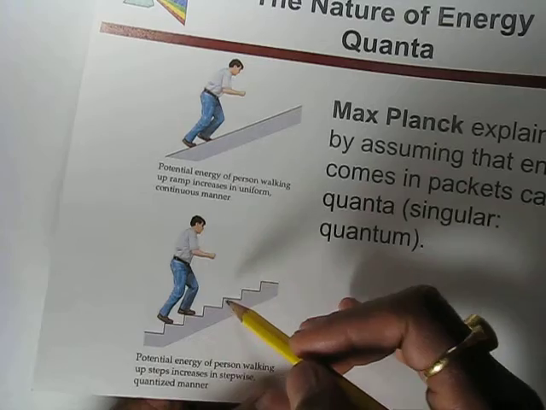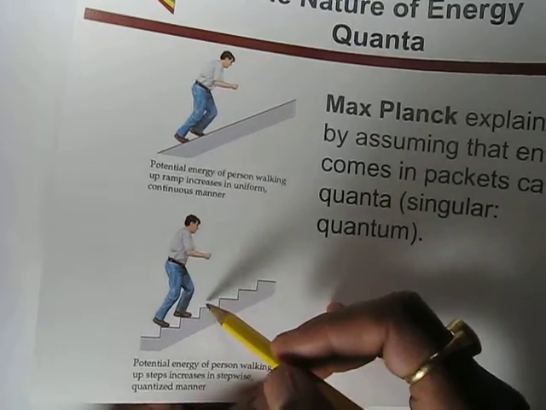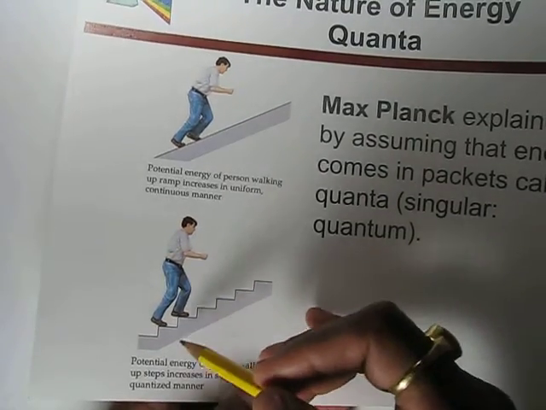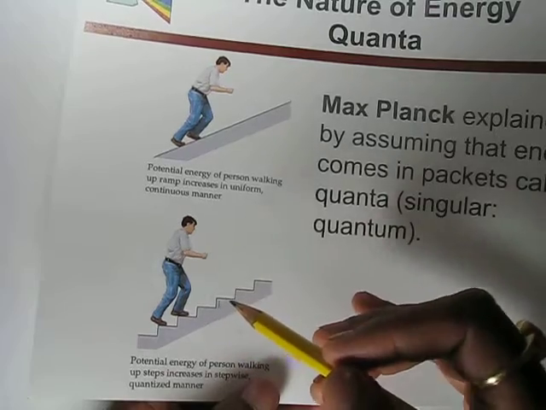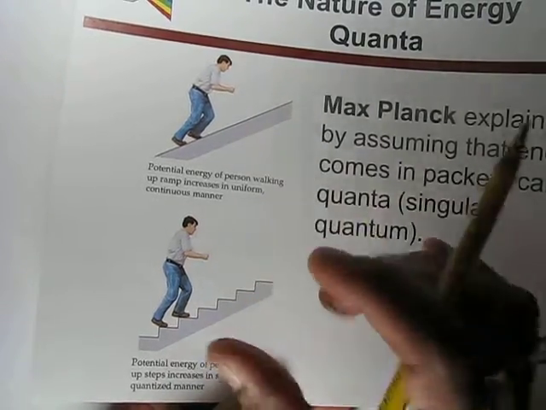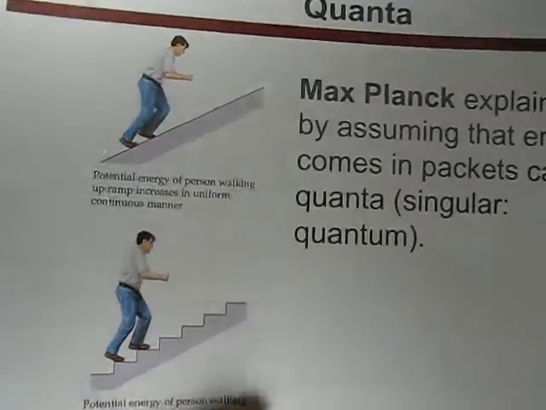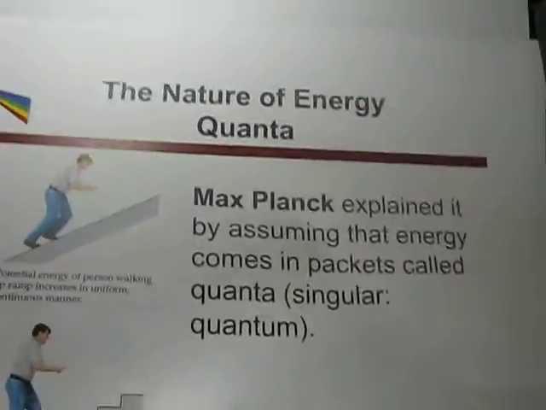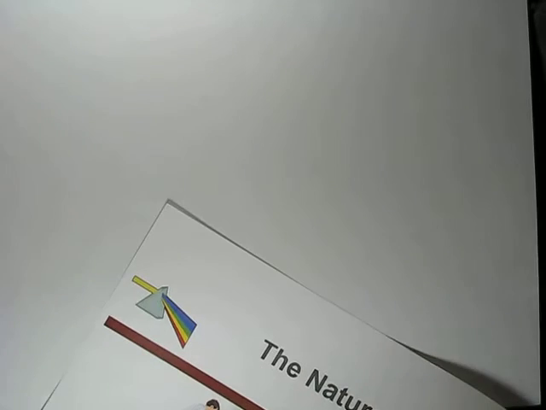As many stairs as he goes up, he will get that much energy, because every step is quantized. Quantized means fixed, according to how many steps you have completed. So that is why the energy is expressed in the form of quanta.